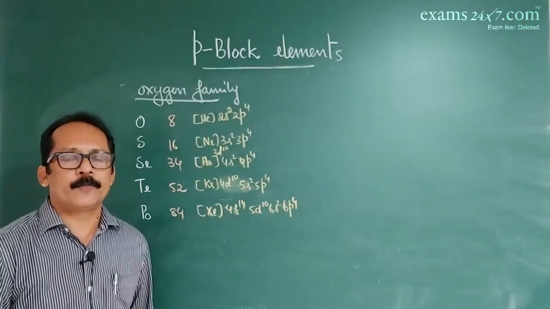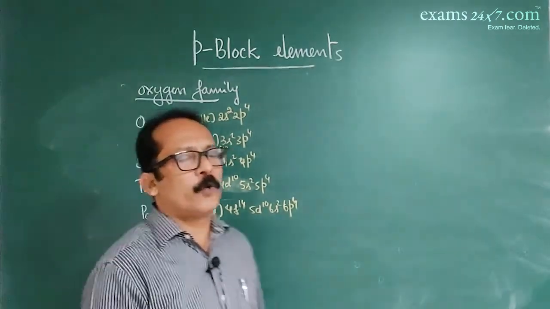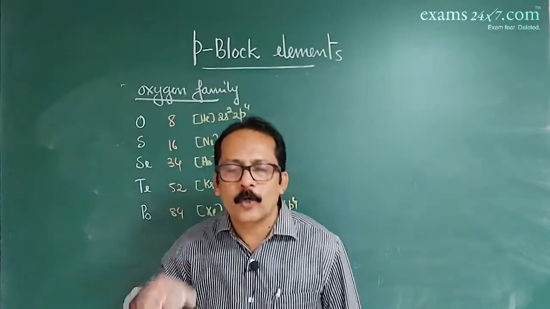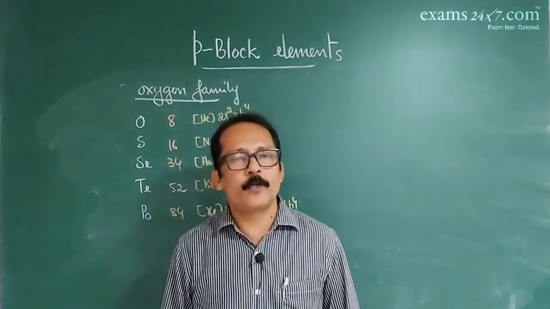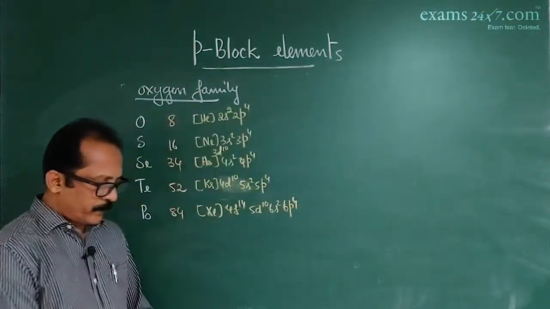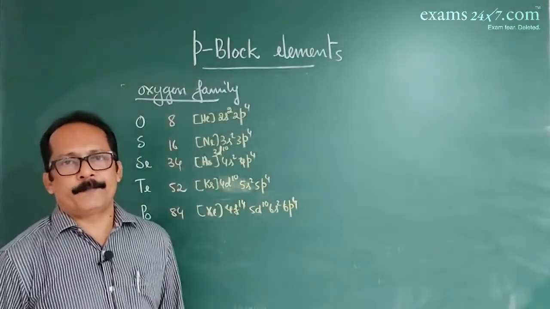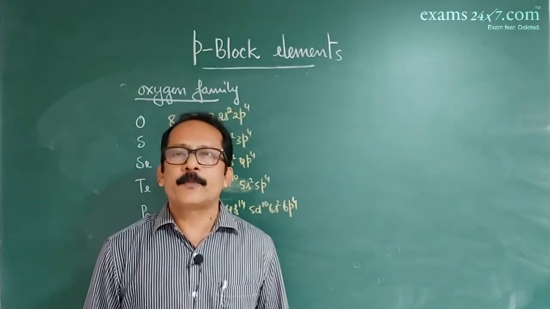Polonium is a radioactive metal. Atomic size increases down the group because the newly added electron goes to a new principal shell. Therefore, down the group, atomic size increases. Now, about electron gain enthalpy. Down the group, electron gain enthalpy decreases. But there is one exceptional case.